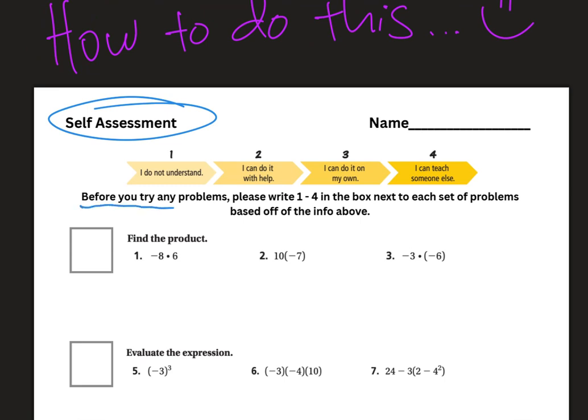So before you try anything, what I want you to do is write 1 to 4 in these boxes next to each set of problems based off of the info above. And what is the info above? It's this right here, okay? So if you look at this section and you think, I do not understand how to do this, then you would put a 1 right here, okay? If you think, you know what, I can do this section with a little bit of help, then you put a 2, and so on, right? I think you guys all kind of understand how that works.